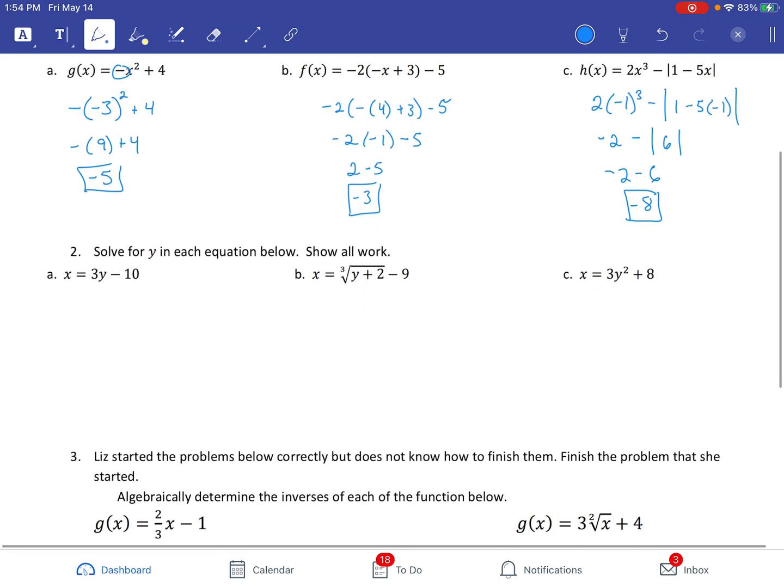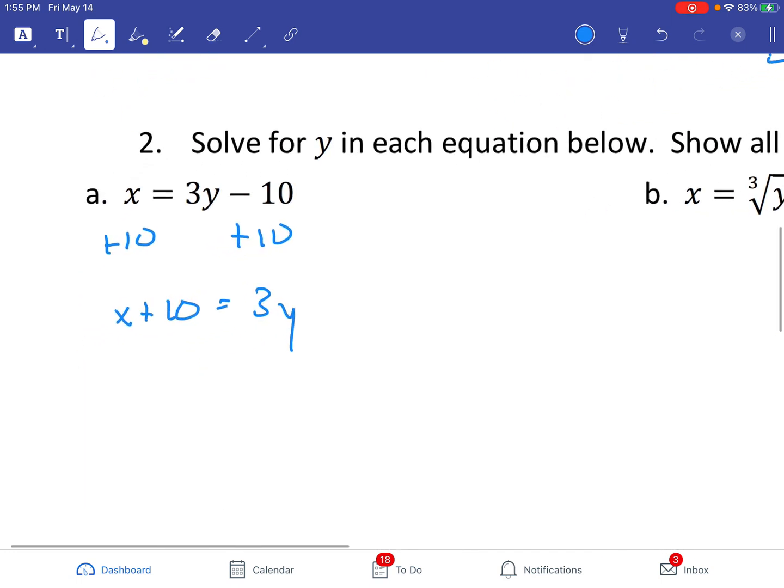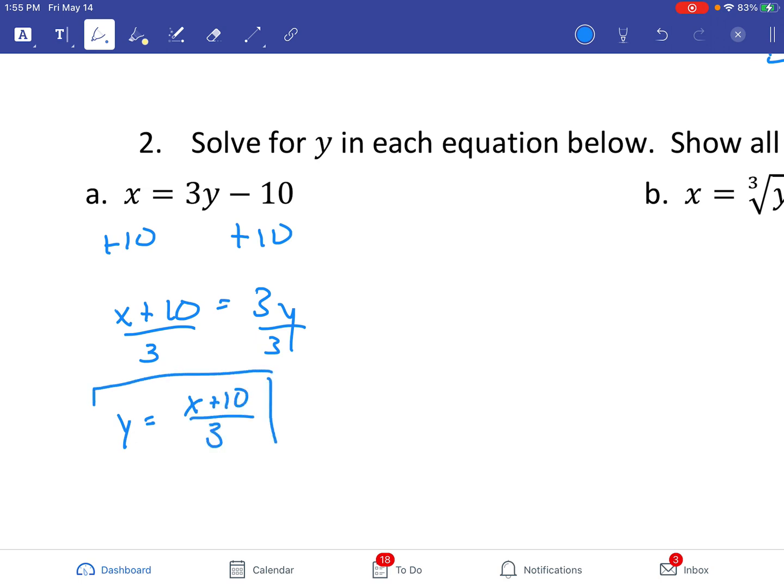All right. Solve for y for each of these equations. So the first one is we're going to add 10 to both sides. So you have x plus 10 equals 3y. Then to get y by itself, we divide by 3. So y will equal x plus 10 divided by 3.